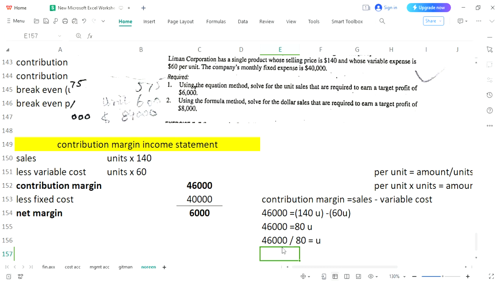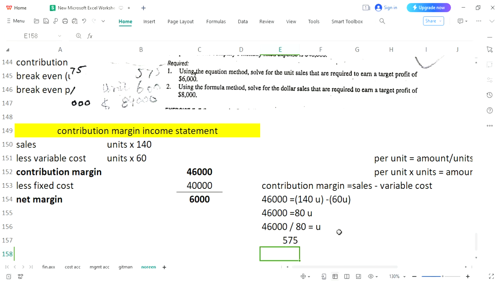Finally we can get our answer by writing 46,000 on the calculator. It would be divided by 80. So this way, U means units. Which unit? Units sold, which you have calculated, and you can see the answer written over here by hand is 575. First answer has been arrived. You can complete your statement.